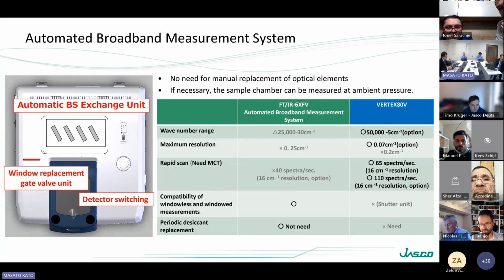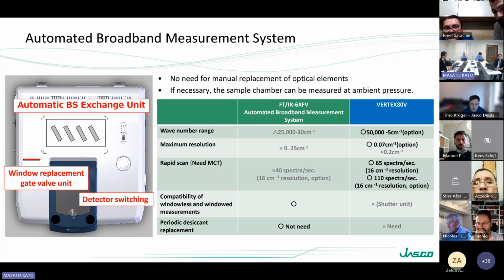Automated broadband measurement system. When using multiple beam splitters, it is recommended to use an automatic beam splitter exchange unit. By combining the best beam splitter and detector for the measurement range, we obtain the best performing FTIR. The only competing model with an automatic beam splitter exchange unit is the Vertex 80V.